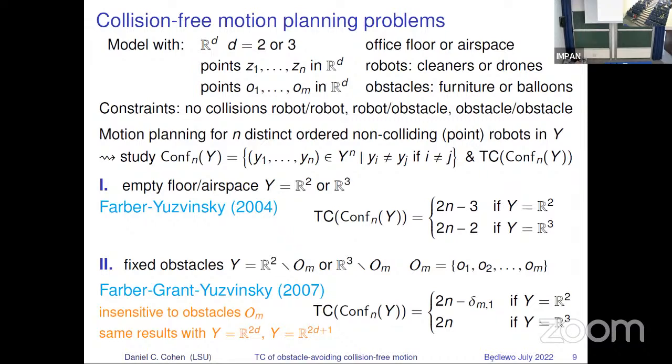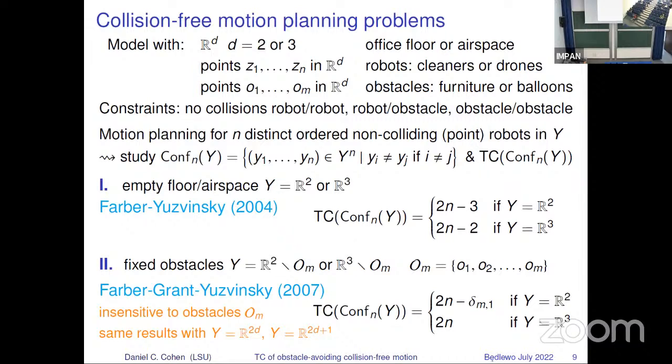So when you want to plan motion in situations like this, non-colliding motion, you are led naturally to study the configuration space of n tuples of points in your ambient topological space, which I call Y for some reason. So this is all n tuples of points, no two of which are equal. And you'd like to study the topological complexity of this configuration space. In a number of instances, this has been done. I'll just tell you some results.